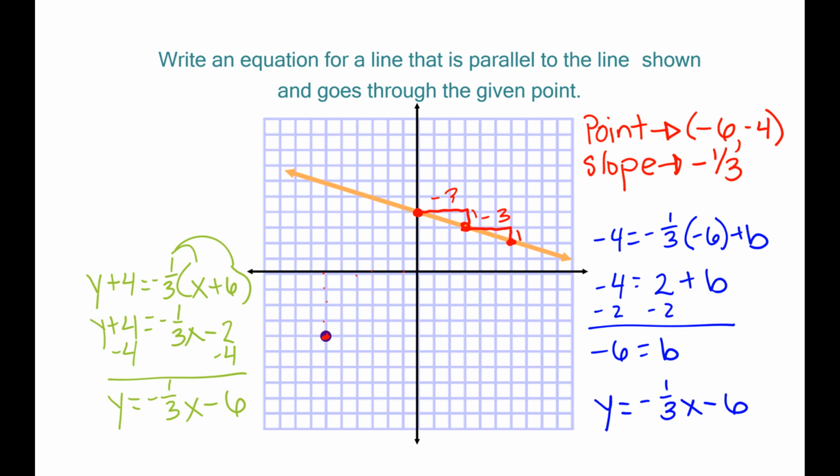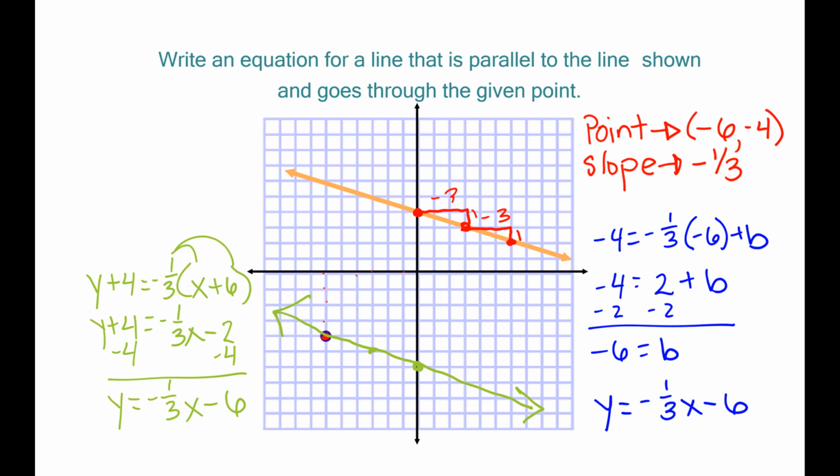And if I actually went from this point and I looked to see where that would be, 1, 2, so down 1 over 3, down 1 over 3. See how this line goes through that point, and it's a parallel line to that orange line.